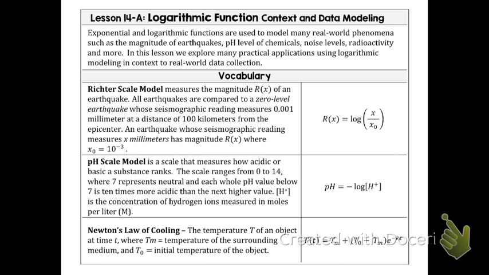And then the last one they give on this slide is Newton's law of cooling. That's the temperature, capital T, of an object at time lowercase t, where T sub m is the temperature of the surrounding medium, and T sub 0 is the initial temperature of the object. And so you can see your formula there, T of t, the temperature at time t, is equal to the room temperature, or the surrounding medium, the temperature of what's surrounding it, plus T sub 0, the initial temperature of the object, minus that T sub m, times e raised to the negative kt.